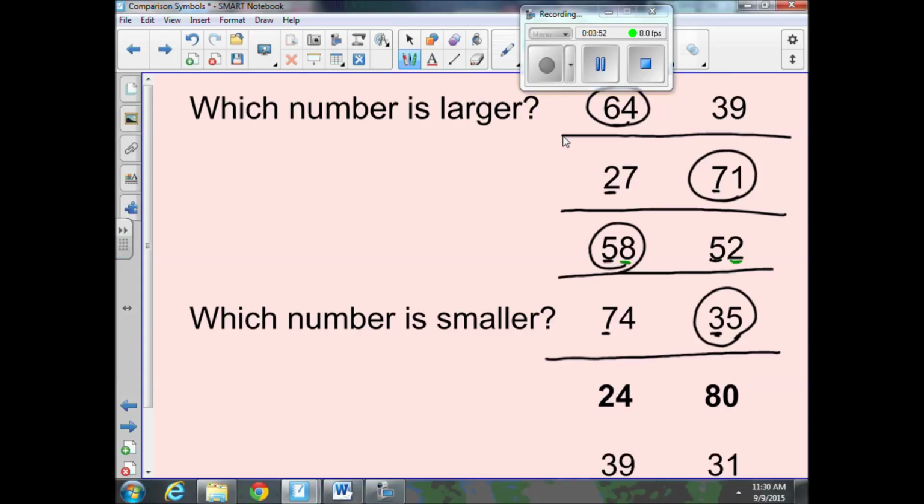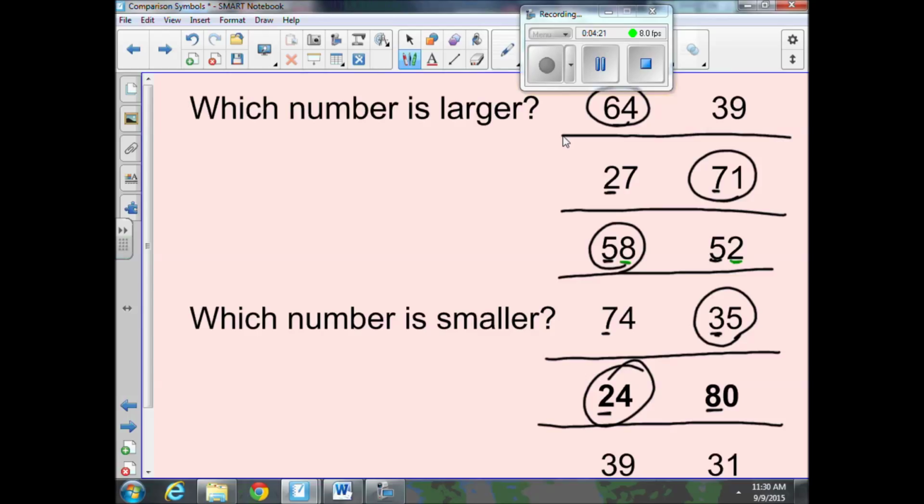No problem? No problem. Okay, 24 and 80. I'm going to start in the tens place. This number has 2 tens, and this number has 8 tens. Which is smaller, 8 tens or 2 tens? 2 tens. So which number is going to be smaller, everybody? 24. Beautiful. Absolutely.